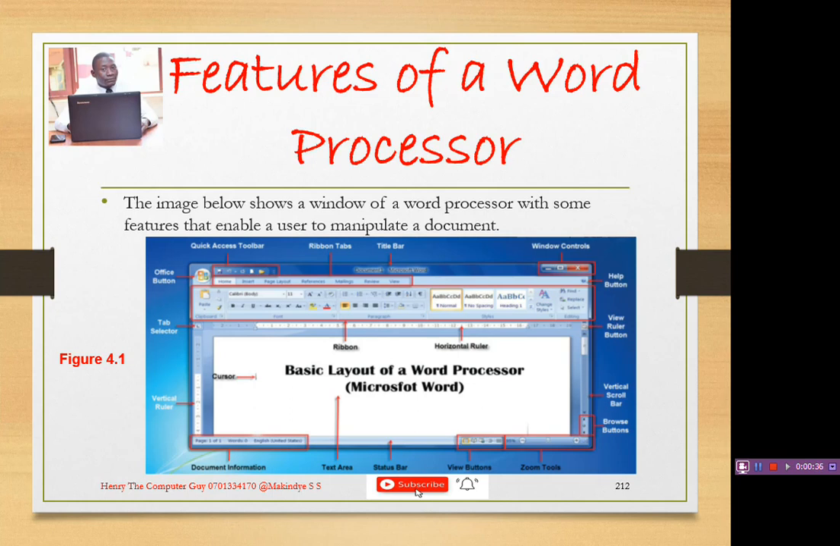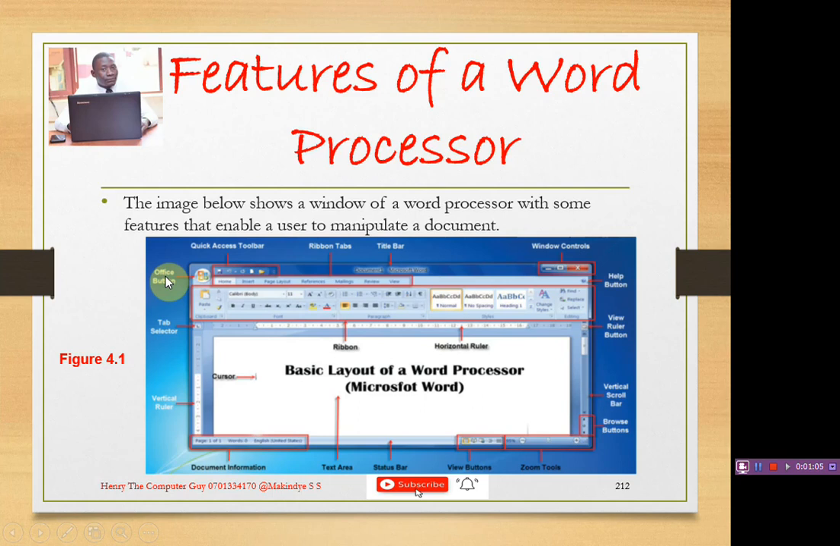They are trying to tell us that the image below shows a window of a word processor with some features that enable a user to manipulate a document. So what we are going to do is to explain some of these labeled components on this window, such that we can at least understand a little of them before we go any further. And today we are going to begin with what we call the office button.